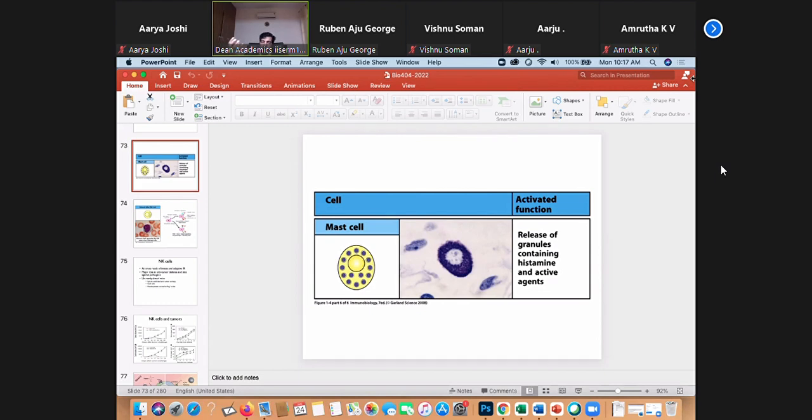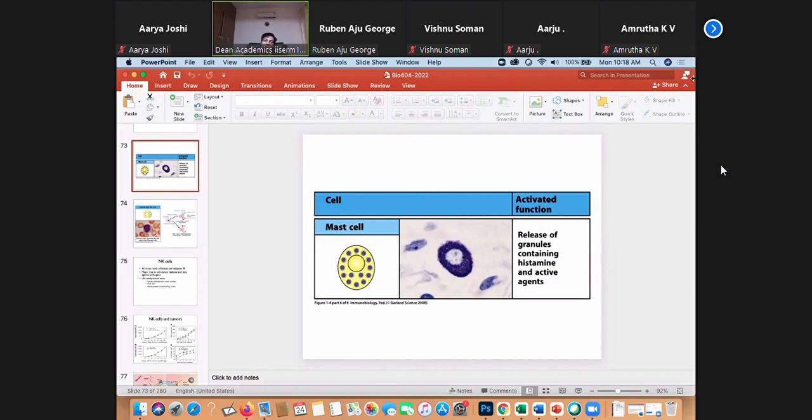Whenever you have this degranulation, the stuff present in these cells, a lot of granules carrying histamine and other mediators, is released. When these things are released into the surroundings, they attract more cells. Then you have all these symptoms of allergic reactions. In this case, mast cells are very critically involved.